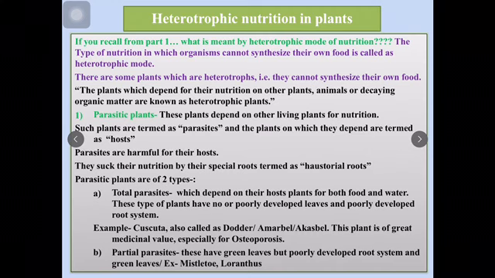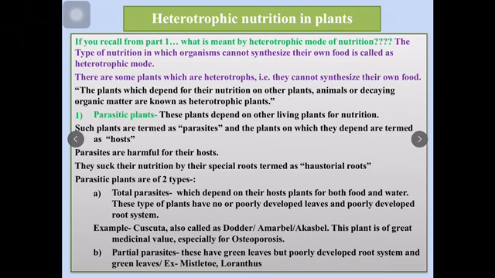Total means complete, meaning it is taking nutrition and also water and minerals. Partial means it will take only water and minerals, or only food from its host. So total parasites depend on their host plants for both food and water. These types of plants have no or poorly developed leaves, and a poorly developed root system.